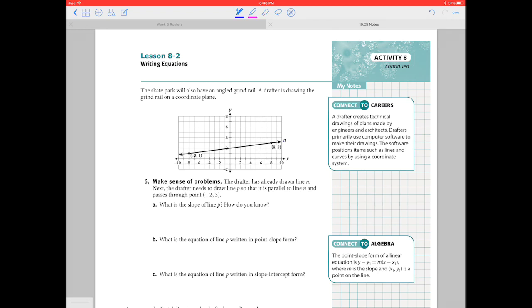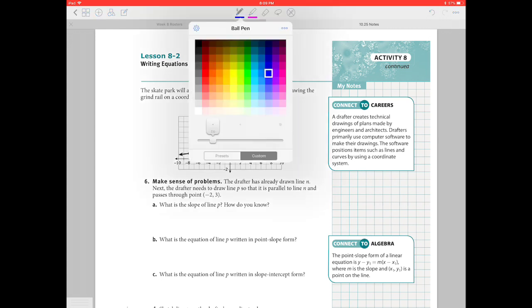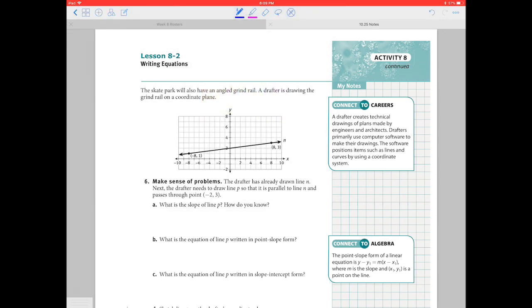So they're designing this, the drafter, right? A drafter is just a technical drawer, a person like an architect. They have a drafter, or they are their own drafter, to actually draw the blueprints. So a drafter is just a technical drawer, and we'll be getting into that when we start doing our next unit on the computer. So the drafter has already drawn line N. So that's our line that's on the graph.